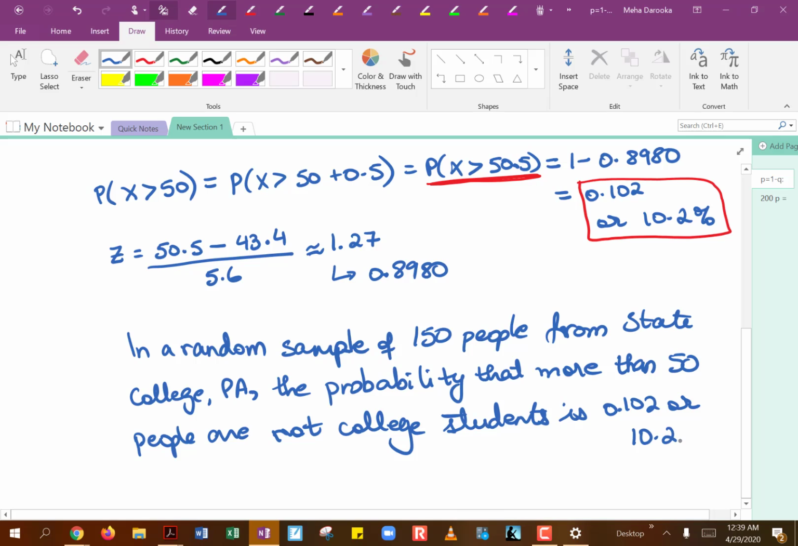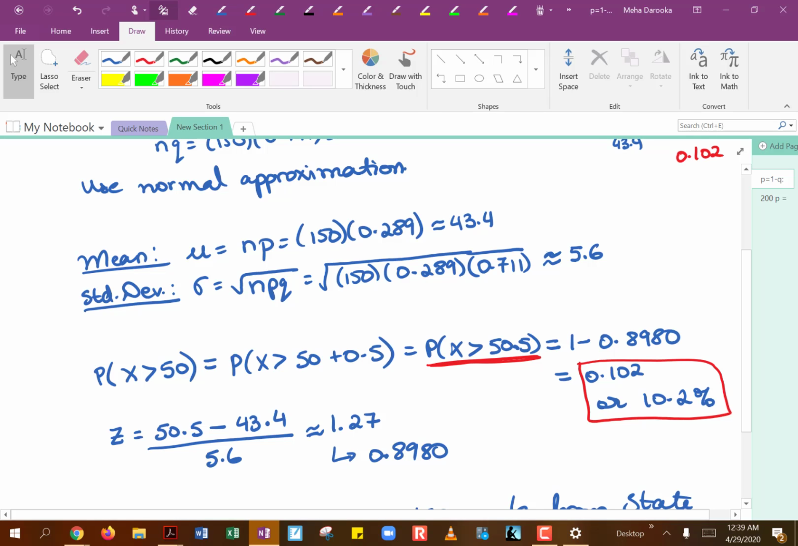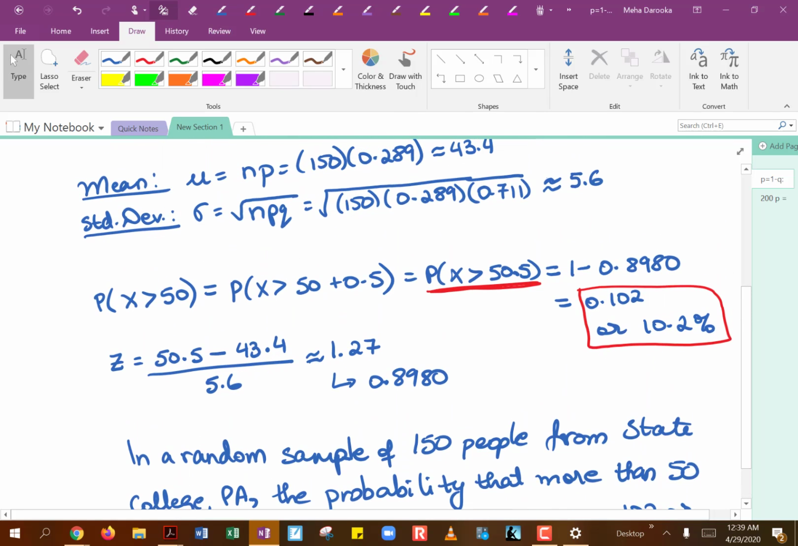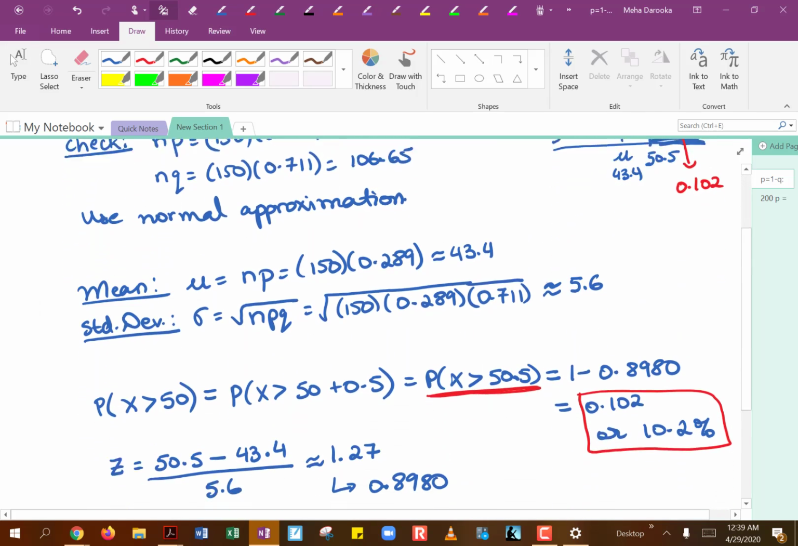Okay, so as I said, if you did different rounding for your mean and standard deviation, then this answer can come out to be slightly different, because of course your z-score will come out to be different, which means your probability value will come out to be different. Okay, but these are the general steps involved in calculating these normal approximations for binomial distributions.